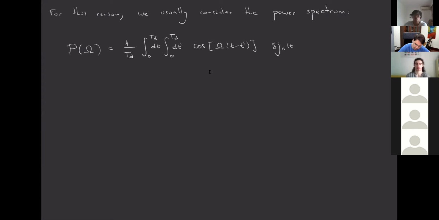It's the following. Imagine that you are measuring during a time td. I will call td the measurement time. And then what we do is just an integration over times of a cosine signal at some frequency omega that we can choose, with the two-time correlation that we are interested about.